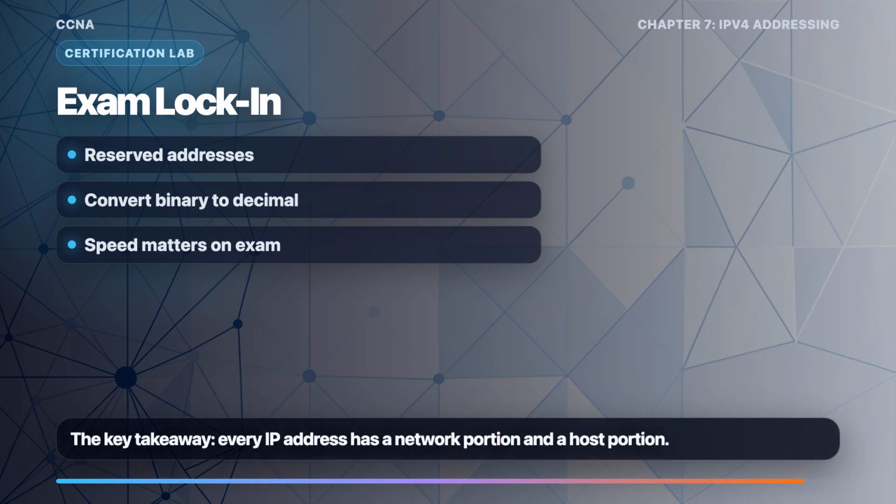The key takeaway: every IP address has a network portion and a host portion. Prefix length, or net mask, tells you where that division happens. Everything else flows from that rule. Configure the right address, enable the interface, and the network lights up.